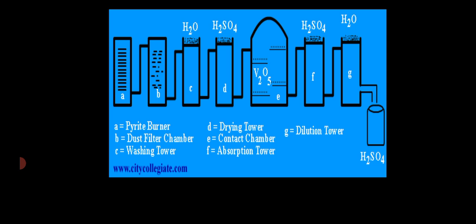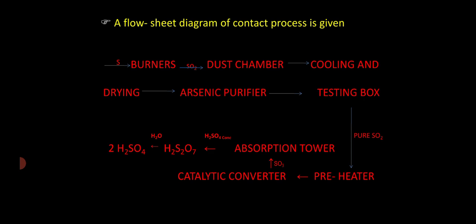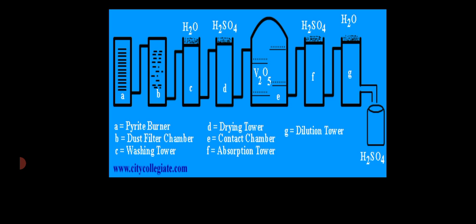Alright, you can see it here, the dust filter chamber, that is B, and C, there is also a dust filter chamber. First the dust particles are allowed to settle down in the dust precipitator, in the dust chamber. Then we come to the dust filter chamber and the washing tower, where the dust free gases are washed with water to remove the impurities and to cool the gases. That is done in B and C.